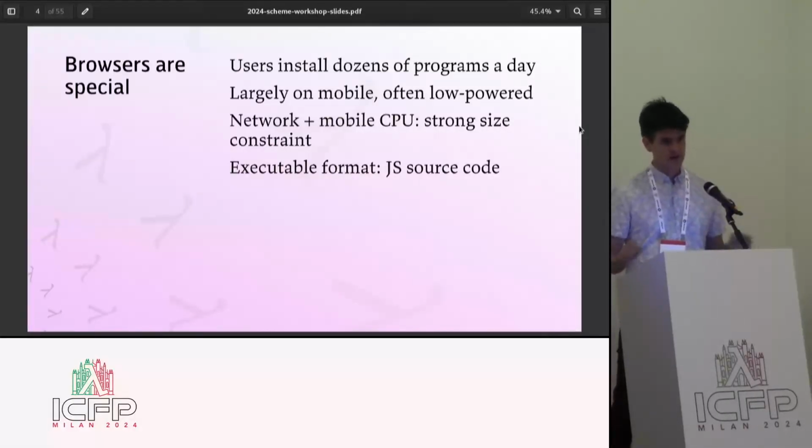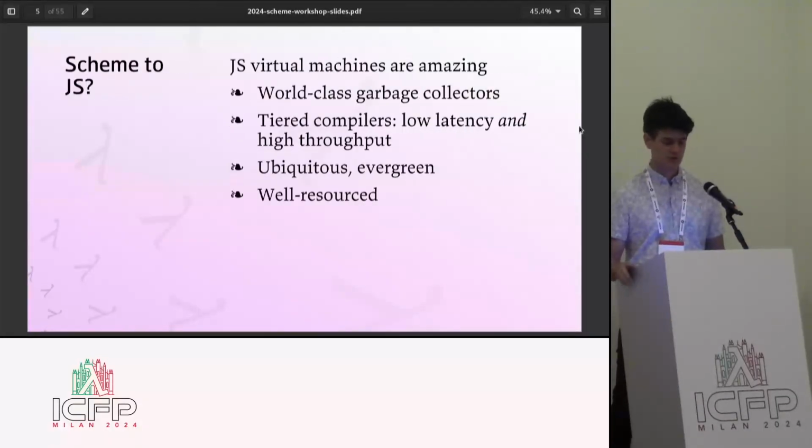And then finally, if you're going to ship a program, you have to ship it in a form that can run, and the form that can run on the browser is JavaScript, meaning JavaScript source code. You have to compile and produce JavaScript source code, which is a thing you can do. And so if you think about targeting Scheme to JavaScript, this exists, it's out there, and on the plus side, the JS virtual machines are amazing, right?